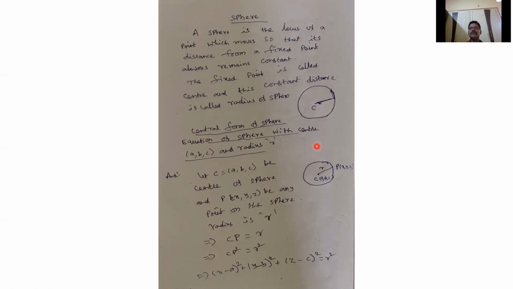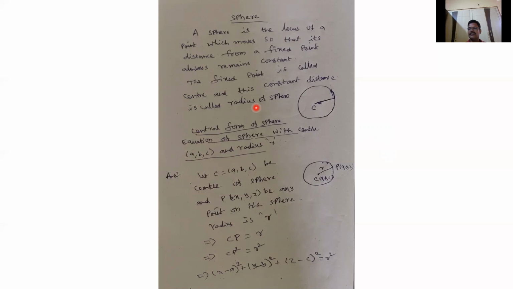So a sphere is the locus of a point which moves so that its distance from a fixed point always remains constant. And the fixed point is called the center, and the fixed, constant distance is called the radius of the sphere. So simply say that a sphere is the locus of points which are at a constant distance from a fixed point.